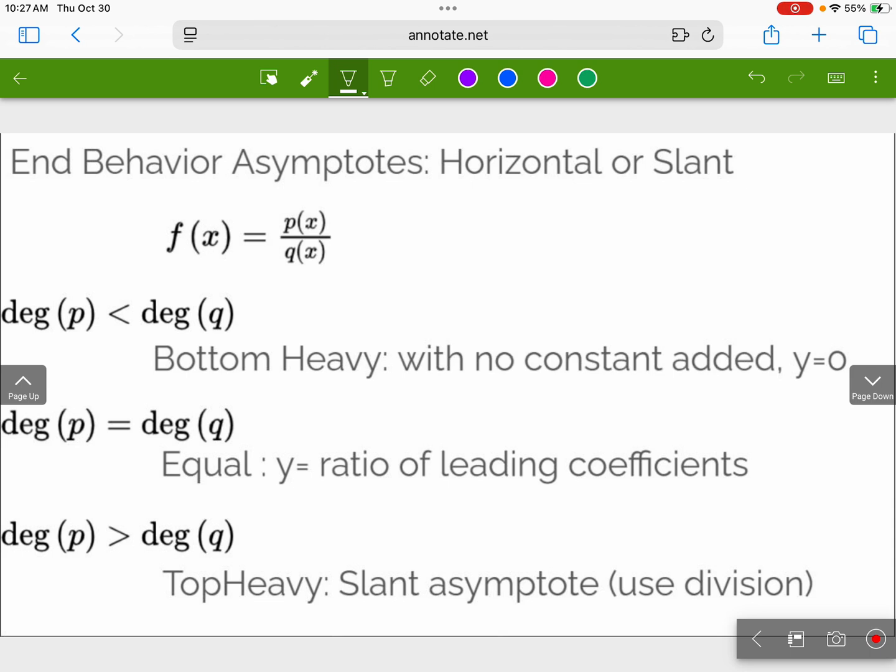The tricksy one is the top heavy. When I have a higher degree on the top than I have on the bottom, like x squared over x, what we're going to have to do is division. Long division or synthetic, either way. But that's going to give us a usually linear equation left over. And that, y equals mx plus b, will be our asymptote.